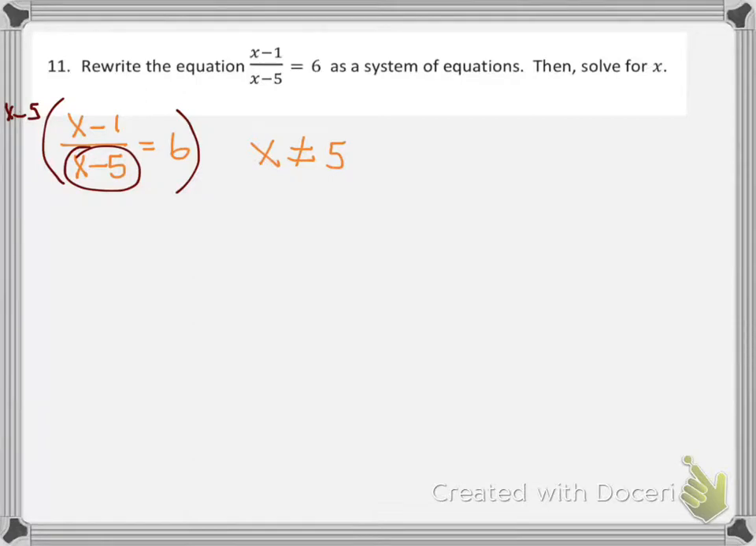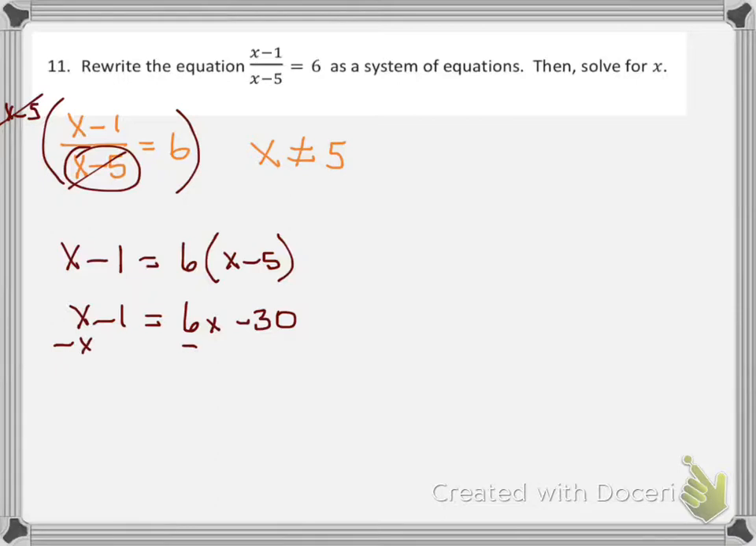So if I do that, the x minus 5s cancel, and I get x minus 1 on the left side. And on the right side, I get 6 times the quantity x minus 5. And then I can go about isolating the variables because I don't have any denominators anymore. So x minus 1 equals, distributive property, 6x minus 30.